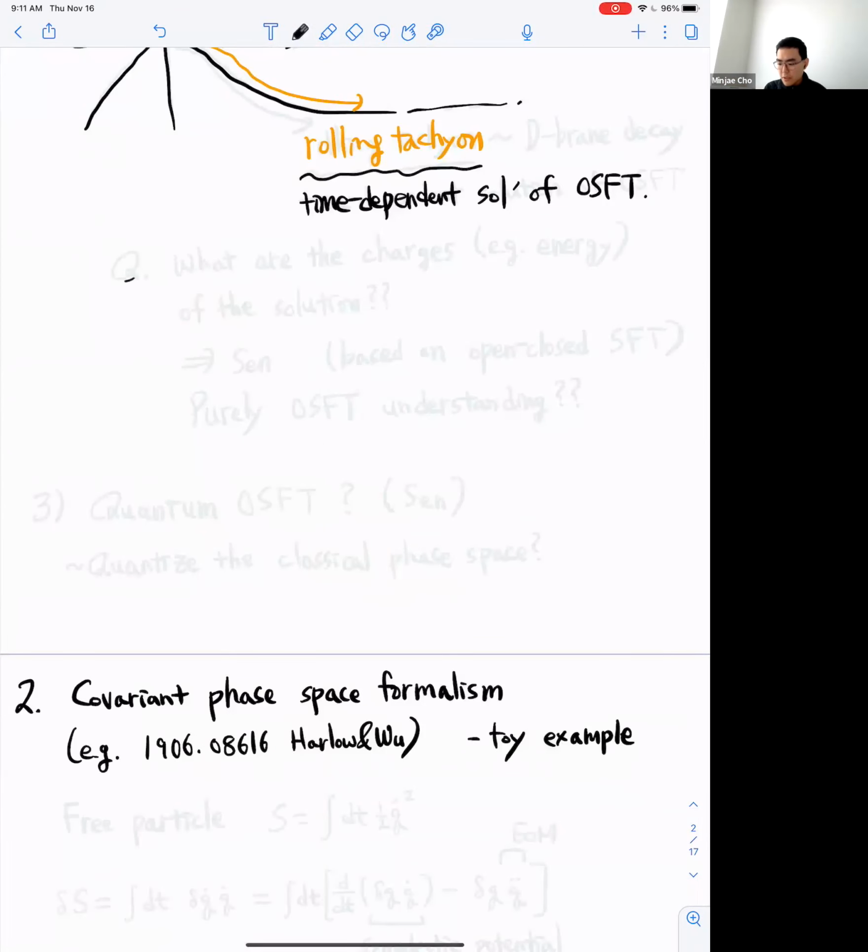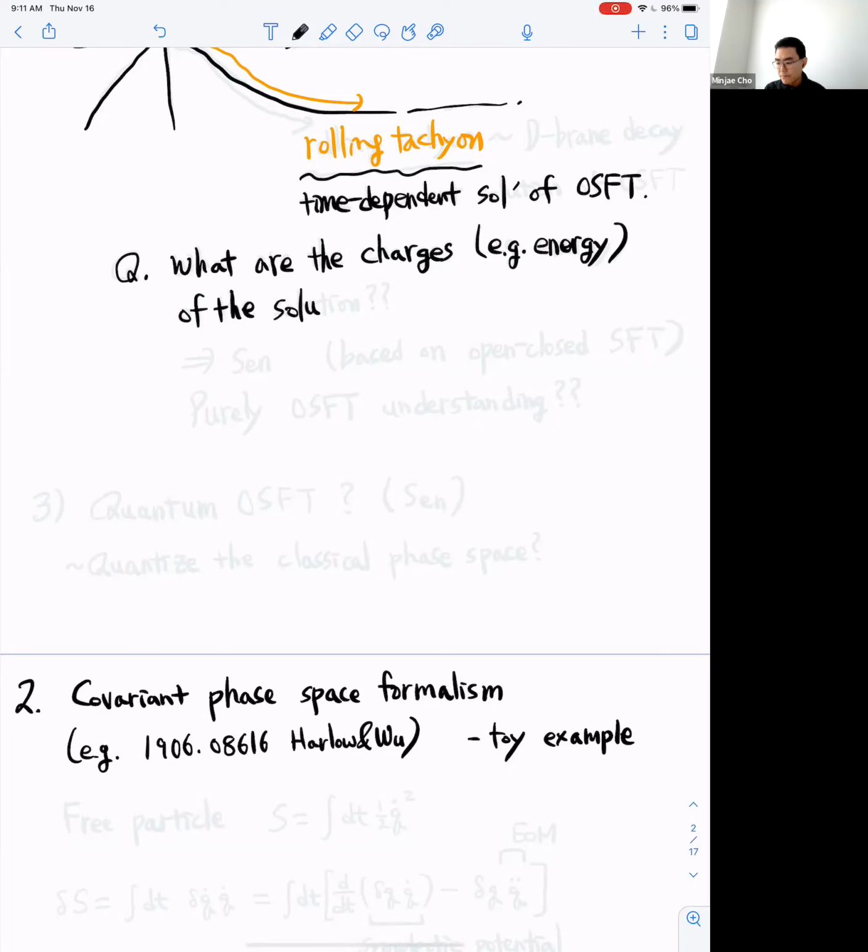So what is the question that one can ask about such solutions? The natural ones are, like, what is the charge of such a solution? And in particular, the one which was addressed originally in Ashoke's paper was the energy of the rolling tachyon solution. Originally, this energy was conjectured by Ashoke, but later it was actually justified from the perspective of open-closed string field theory.